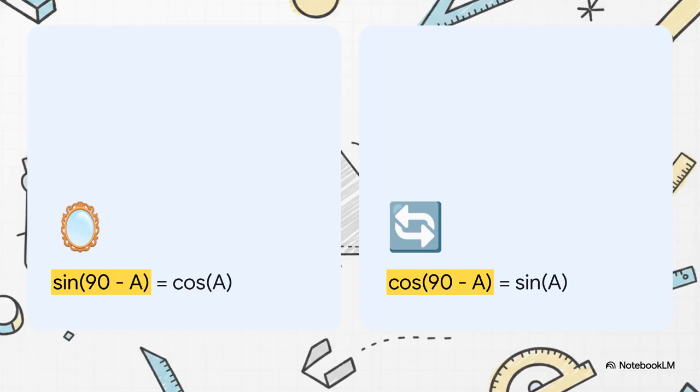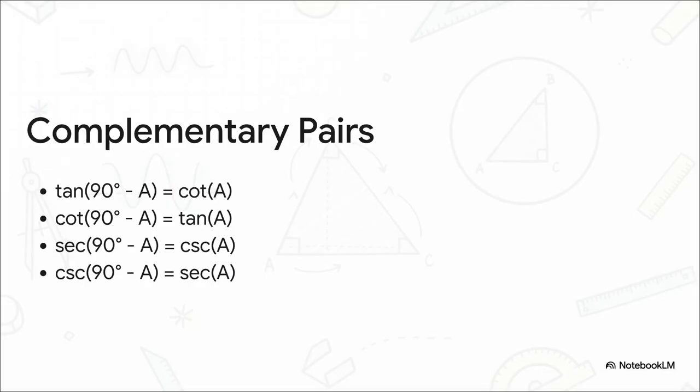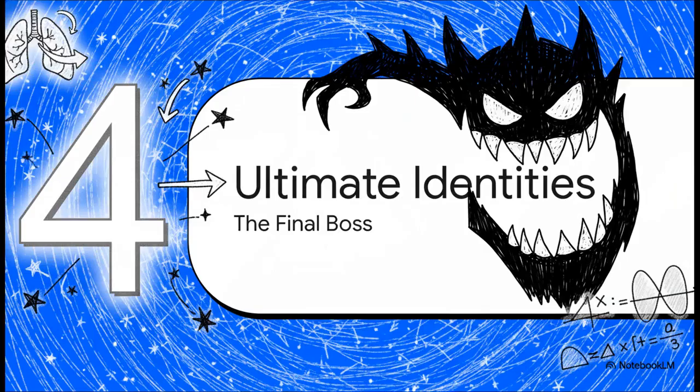By simply subtracting your angle from 90, you can flip a frustrating sine problem into an easy cosine problem, and vice versa. It's an incredible shortcut. And hey, this isn't an exclusive club for sine and cosine. This exact same 90-degree mirroring rule applies across the board. Tangent pairs perfectly with cotangent, and secant pairs perfectly with cosecant. So anytime you see a 90 minus theta hiding in a tricky equation, just remember the mirror, swap the function, and simplify your life.